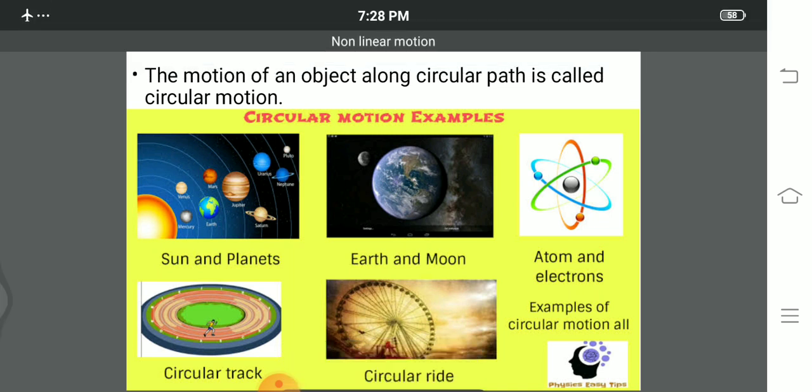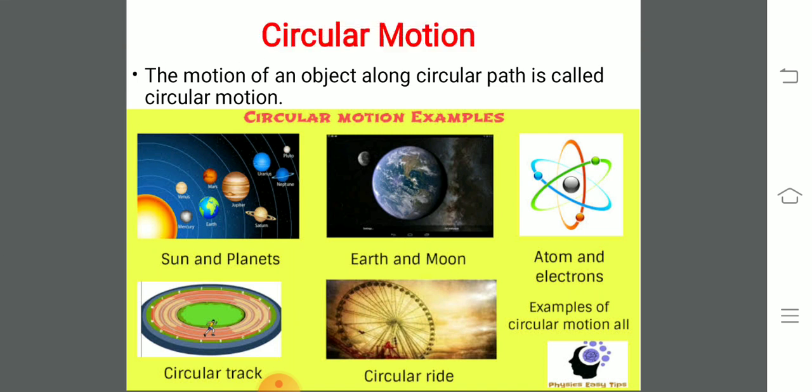The next one is what? Circular ride. In that, the merry-go-round or the giant wheel is shown, and if you observe the motion of that giant wheel, it is circular motion. Then on the right side I have shown atoms and electrons. We know that electrons are continuously revolving around the nucleus of an atom. These are all examples of circular motion, that is, the motion of an object along a circular path.